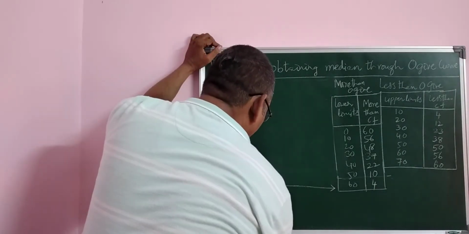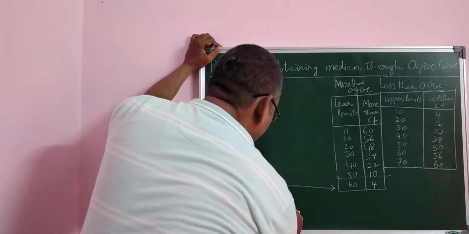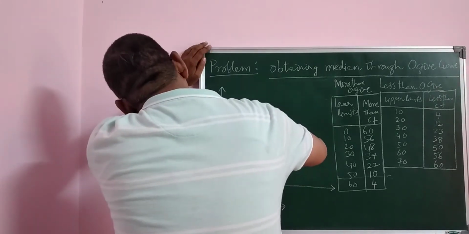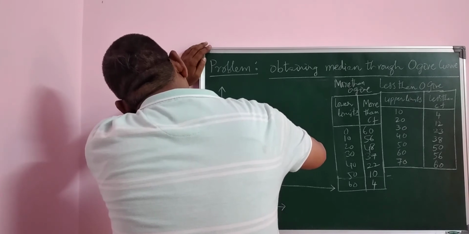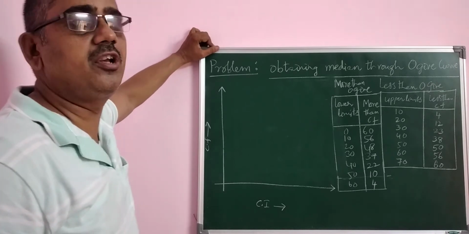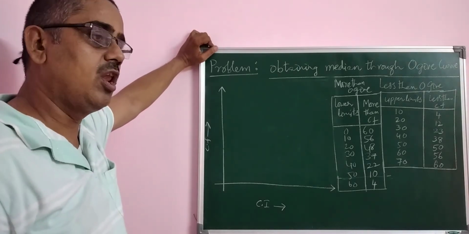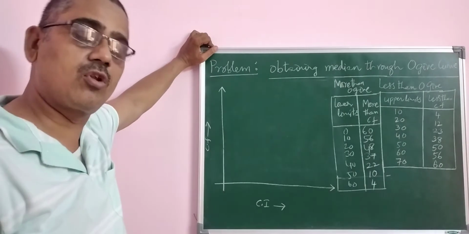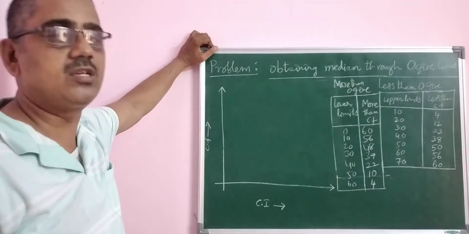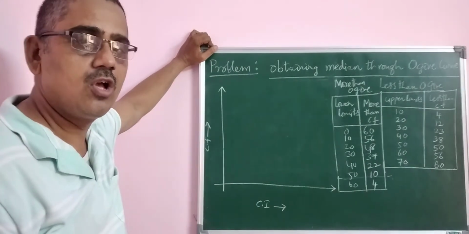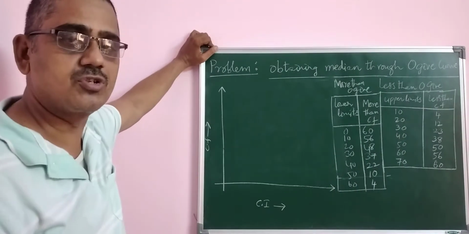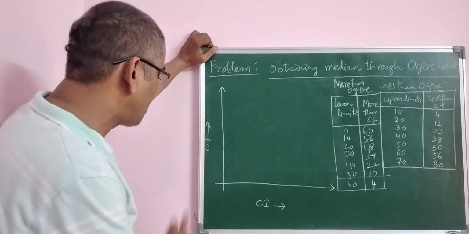So here class intervals I am considering, which means lower limits and upper limits both, and here cumulative frequencies, CF, are considered on the y-axis. Both less than and more than cumulative frequencies. If you consider less than cumulative frequencies against upper limits, you will get the less than Ogive. More than cumulative frequencies against lower limits, you can obtain the more than Ogive. So both are going to be obtained here.